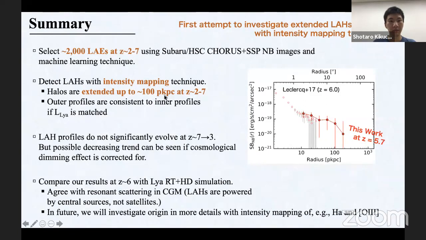Okay, now this is a summary. We selected 2000 Lyman-alpha emitters at these redshifts using Subaru HSC images and a machine learning technique. We detect the Lyman-alpha halos with the intensity mapping technique, finding the halos extend up to 100 physical kiloparsecs at high redshift. We find a possible decreasing trend of the profiles if we correct for the cosmological dimming effect. And finally, we compare our results to the simulation at redshift 6, and our observational results agree with resonance scattering in the circumgalactic medium.